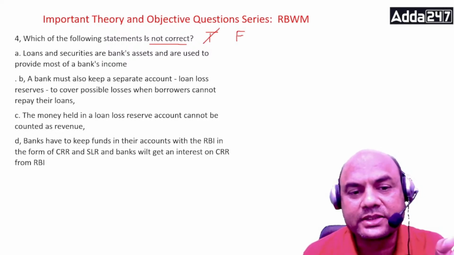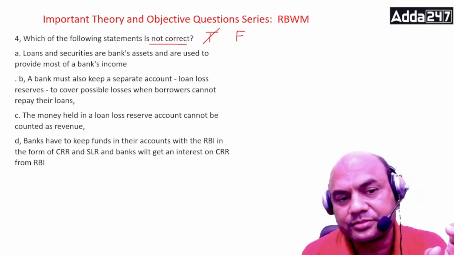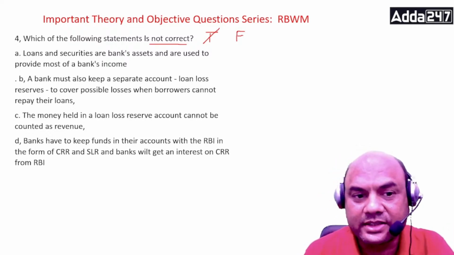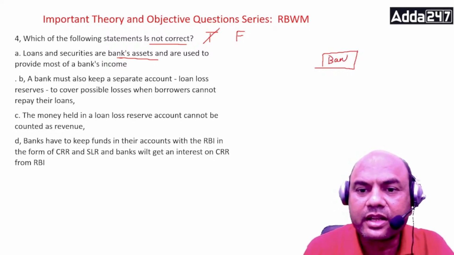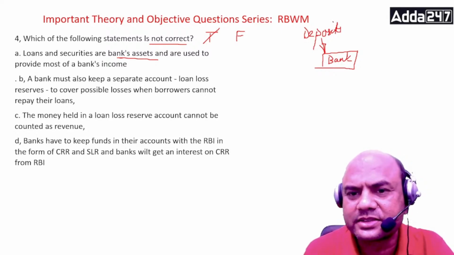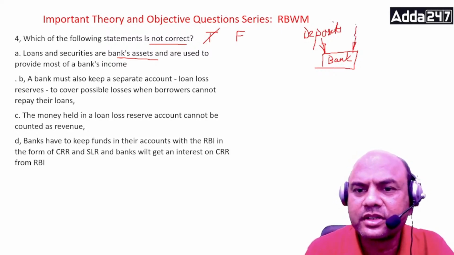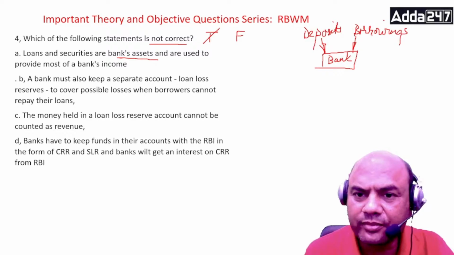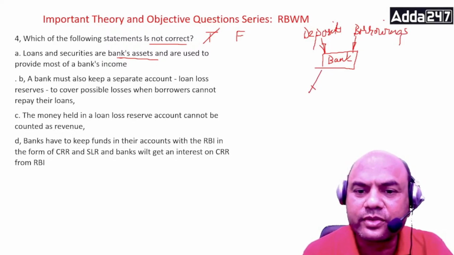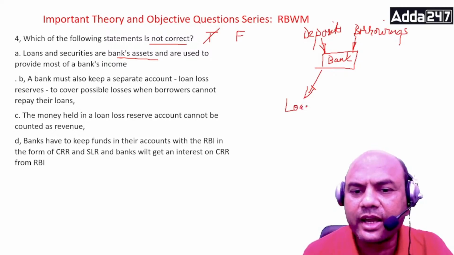Loans and securities are banks' assets and are used to provide most of the bank's income. Is it so? See here, how does a bank function? A bank gets deposits, mainly from the customers. There are others as well. Deposits plus it gets loans also from various banks, borrowings. This is also part of the bank's incoming funds. Then it gives the funds in loans and second is securities. Securities means investment in bonds.